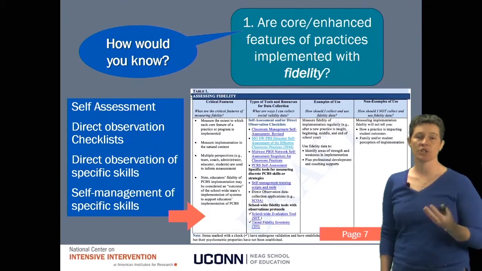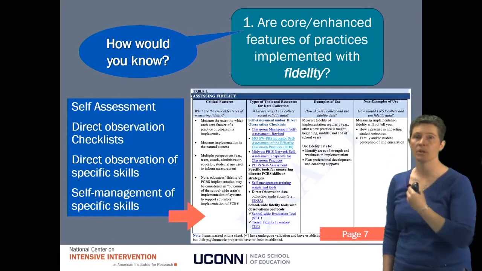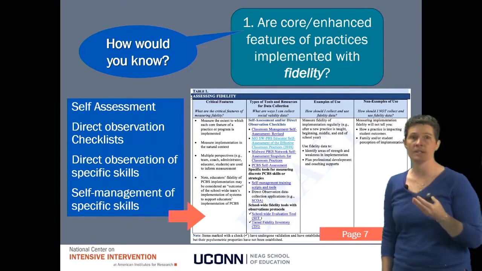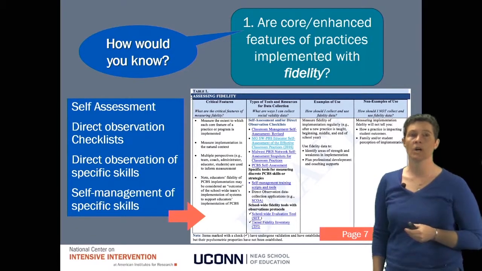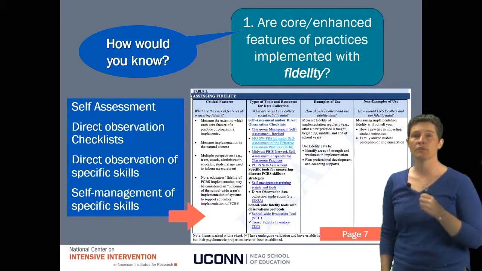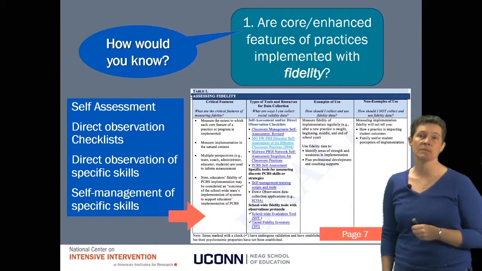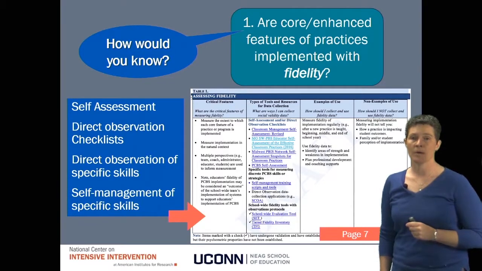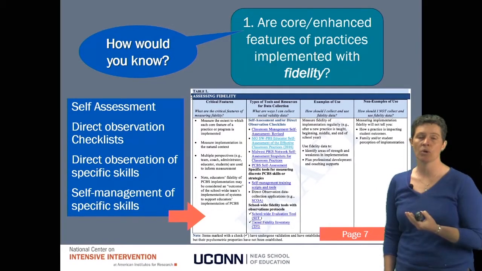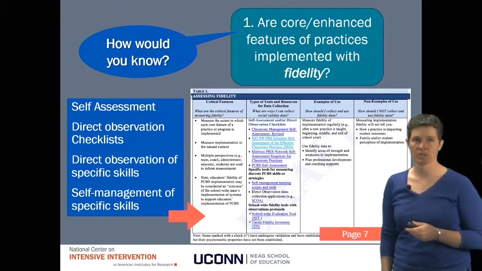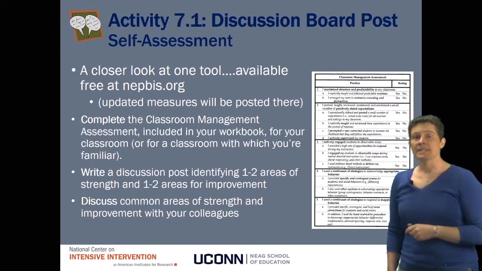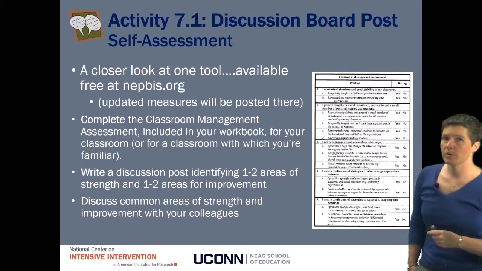If you, in general, feel pretty good about what's happening in your classroom, a simple self-assessment or a peer observation might be enough to help you think about what your areas of strength are and what areas you want to work on. If you have a pretty intensive situation and you know you need some more direct support, it might be helpful to use one of the more intensive tools here to help get more specific information about what's going on in your particular situation. We're going to stop here and ask you to do a quick discussion board post.